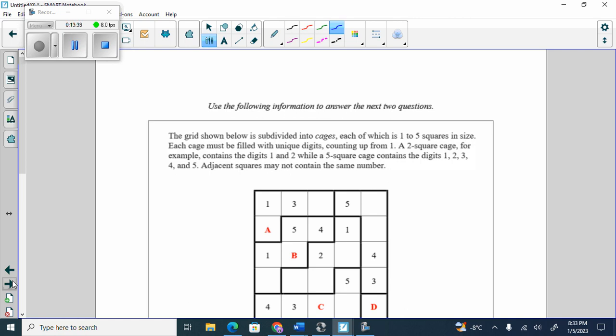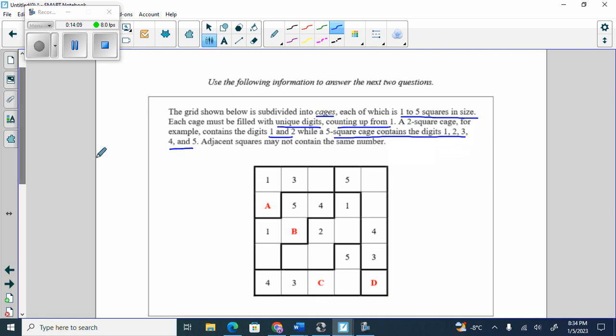So this one here says the grid shown below is subdivided into cages, each of which is 1 to 5 squares in size. Each cage must be filled with unique digits counting up from 1, and they have to be unique. A 2-square cage, for example, contains the digits 1 and 2, while a 5-square cage contains the digits 1, 2, 3, 4, 5. Adjacent squares may not contain the same number. Adjacent means beside. May not contain the same number. Okay?